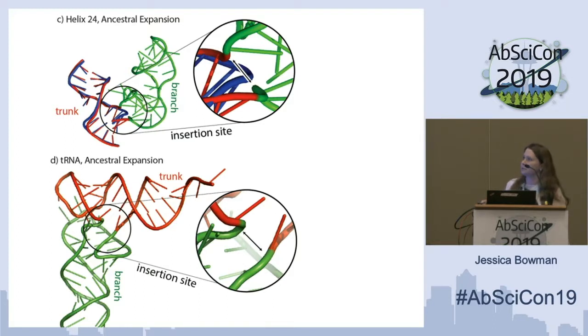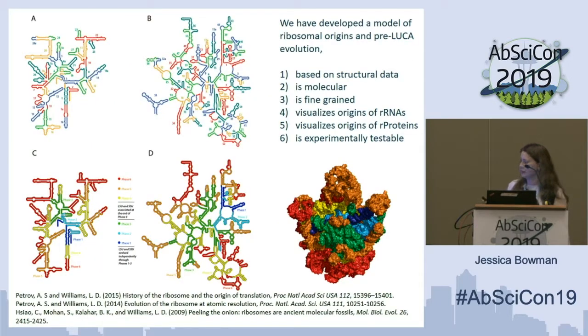So this is the superimposed helix 24. This is actually in what we call the common core, the ancestral expansion. And here's a branch of ribosomal RNA coming out. So this would be some kind of progression in LUCA, or before LUCA. And we also see this type of insertion site in tRNA, amazingly. So this figure up here is entirely attributable to Anton Petrov in the back, as is most of this presentation.